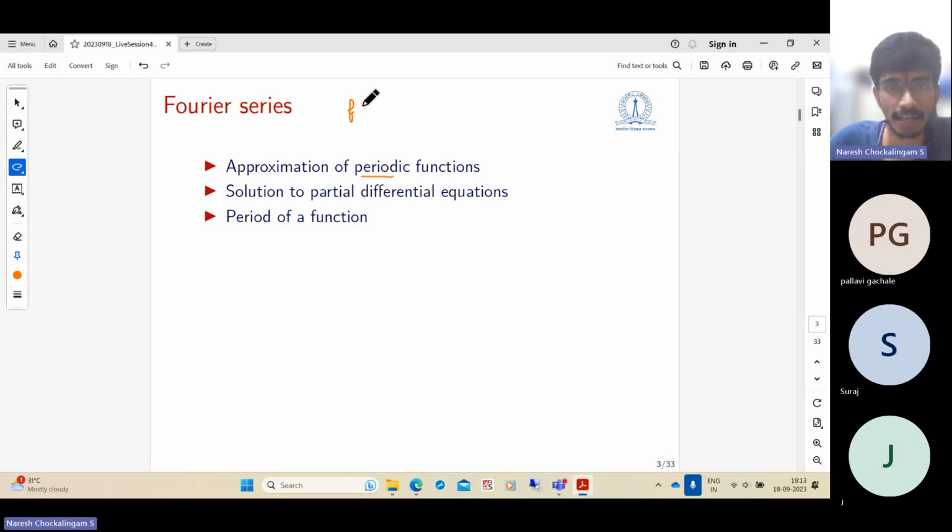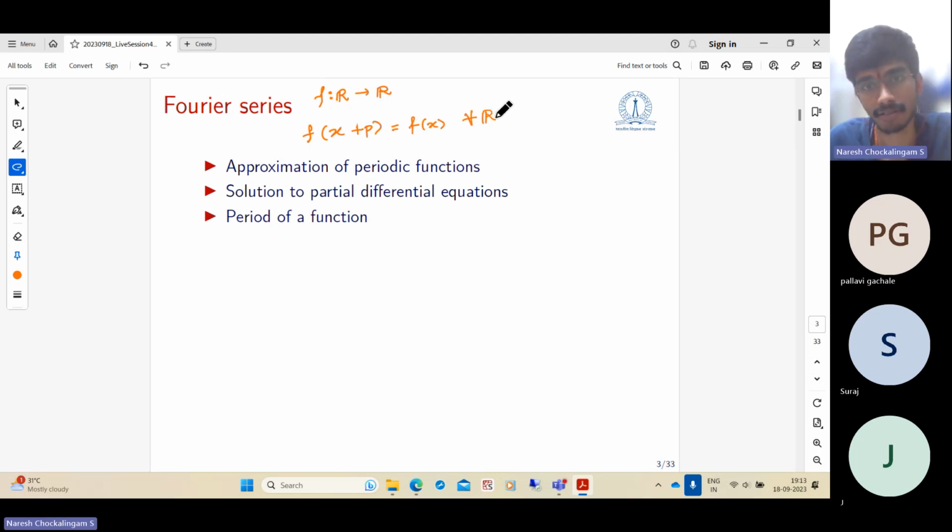Suppose you have a real valued function f of x. What is a real valued function? It takes a real number and gives out another real number. So a function which satisfies f of x plus p is equal to f of x for all x belonging to real numbers is said to be a periodic function with the period p.